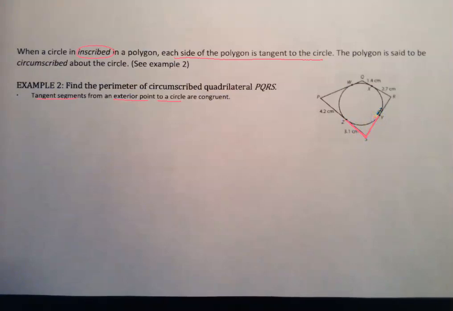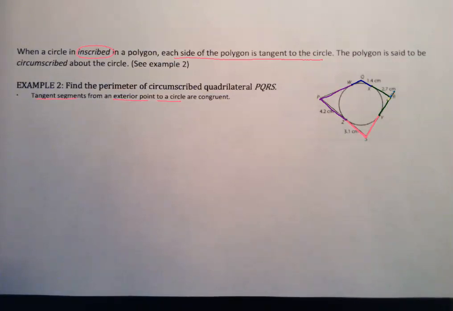Okay, give me another set. PZ and PW. Very nice, so PZ and PW are congruent. QW and QX are congruent. Very nice. And then RX and RY are congruent. Those are our congruent segments. Very good.